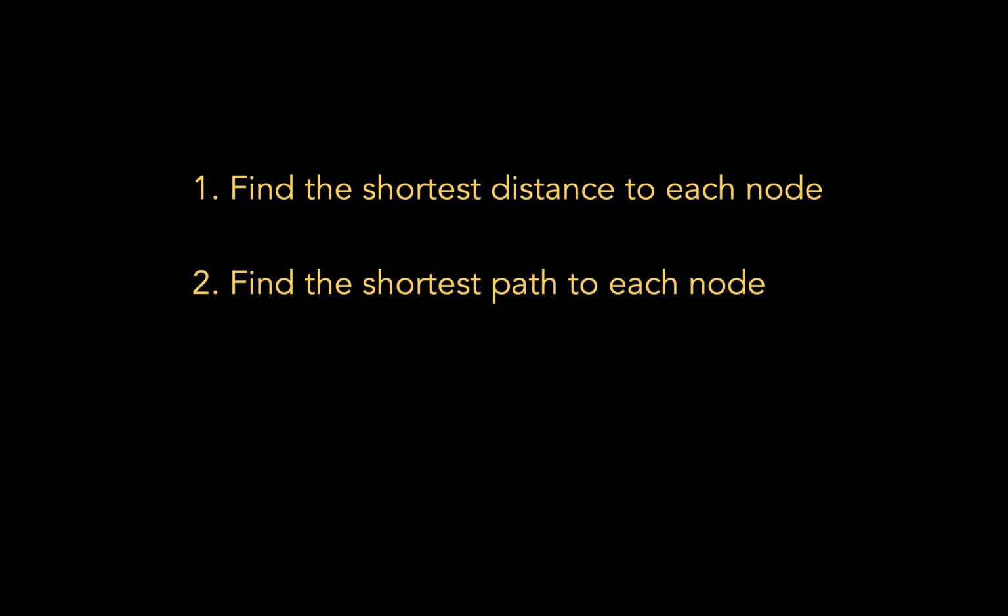Well, the basic idea is that we try to find the shortest distance from the start node to each node in the graph, regardless of the path taken to that node. And then we can use this knowledge to construct the path taken to that node that achieves this minimum cost. So now I'll go backwards and show how the second step works first.